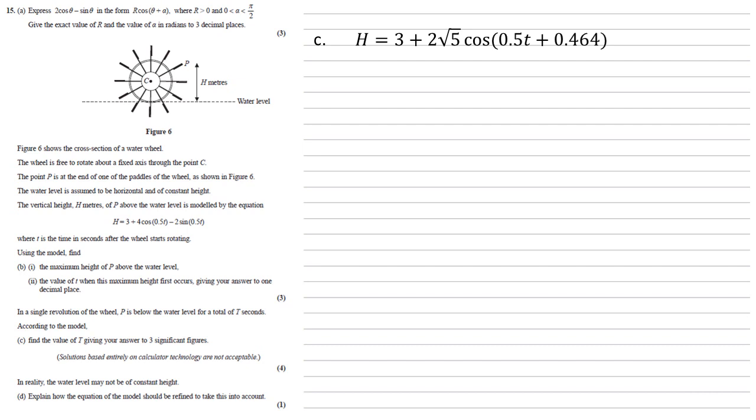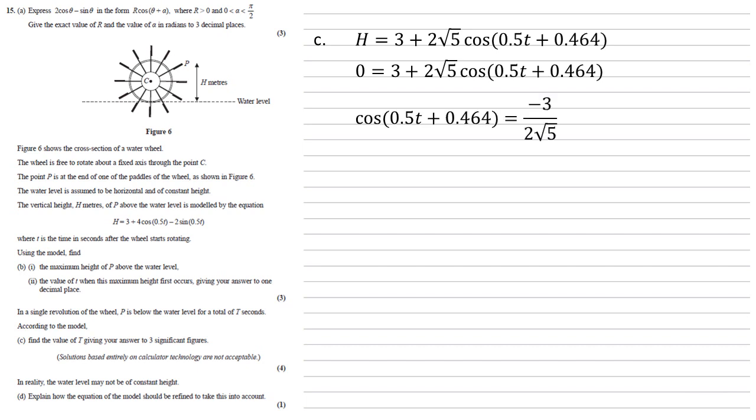So here's our equation for h. We want to find the point where it's at the water level, so we're going to set this equal to 0. If we subtract 3 and divide by 2 root 5, we get that cos(0.5t plus 0.464) is equal to negative 3 over 2 root 5. Taking the inverse cos of both sides, we get 0.5t plus 0.464 equals 2.306. That's going to be our first value, but we also need our second value. We're going to find that by doing our 2 pi minus 2.306. So this is just our method for finding the repeated answers that give us the cos that we want.